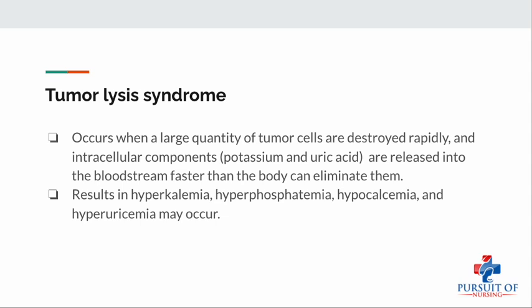Okay, tumor lysis syndrome. So, this occurs when a large quantity of tumor cells are destroyed rapidly and intracellular components, including potassium and uric acid, are released into the bloodstream faster than the body can eliminate them. So, this results in hyperkalemia, hyperphosphatemia, hypocalcemia, and hyperuricemia. So, very important for tumor lysis syndrome to know that hyperuricemia may lead to kidney failure.